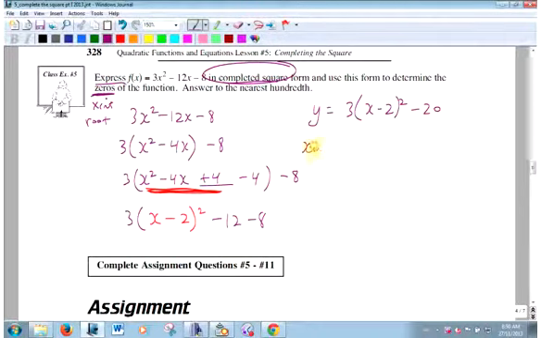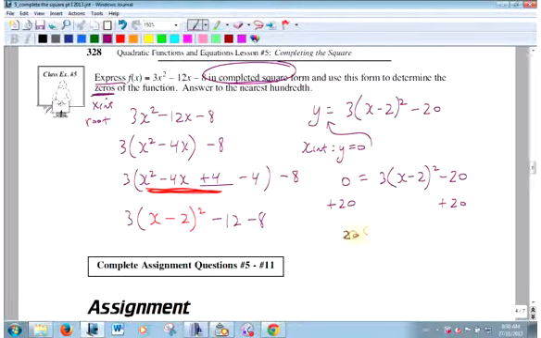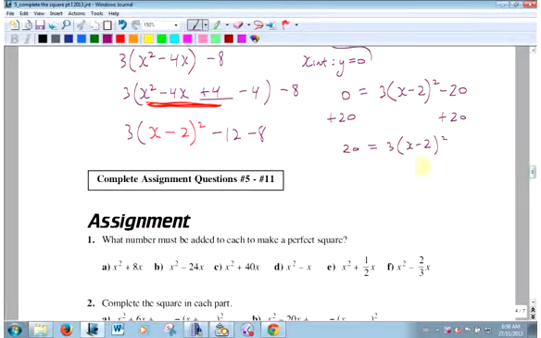Substitute. Y is 0. Right there. 0 is 3x minus 2 squared minus 20. How do I solve that? Add 20 to both sides. That's a good place to start. Okay. 20 is 3x minus 2 squared. What's my next step? Get rid of the 3.